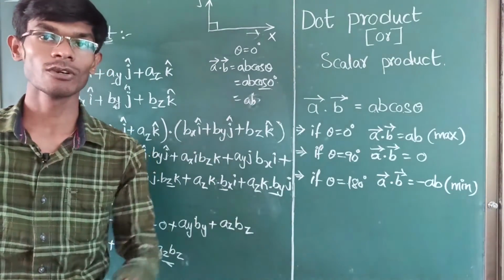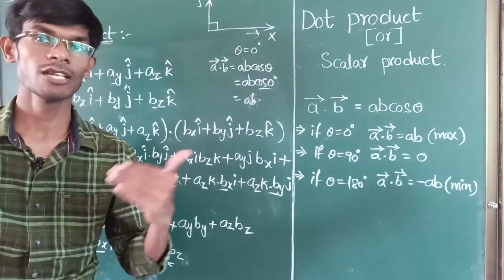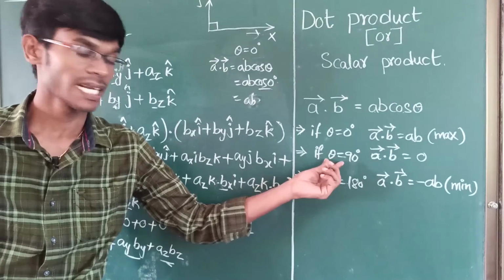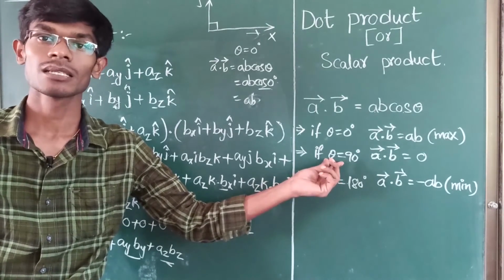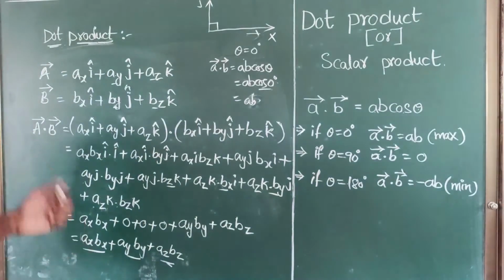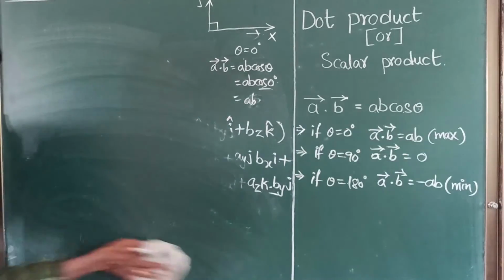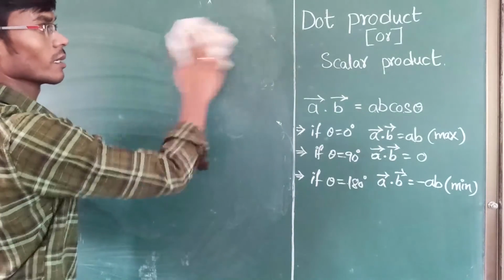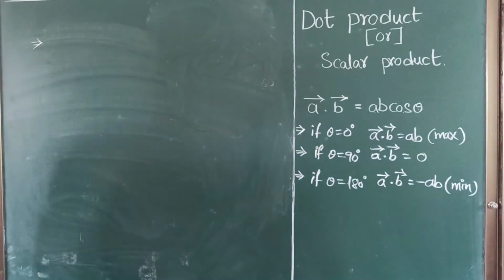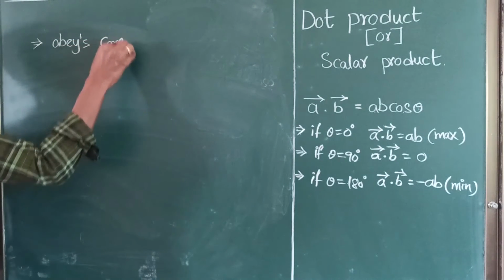Some of the problems will give you A bar and B bar are perpendicular to each other, find the value of x, find the value of y, like that. So in that case, by considering the condition perpendicular to each other, the dot product will be equal to 0. So A bar dot B bar is equal to 0. We will equate it. Okay. See here, we will see one simple example, and then we will see the conditions. And before that, the dot product follows or obeys the commutative law.